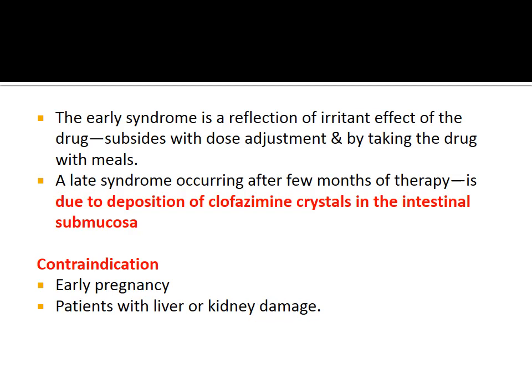Then why does this GI symptom happen early? If the GI symptoms appear early, they are mostly because of the irritant property of clofazimine. Because of this irritative property to the intestinal epithelium, GI symptoms like nausea, anorexia, or loose stools can happen. So how to stop them?